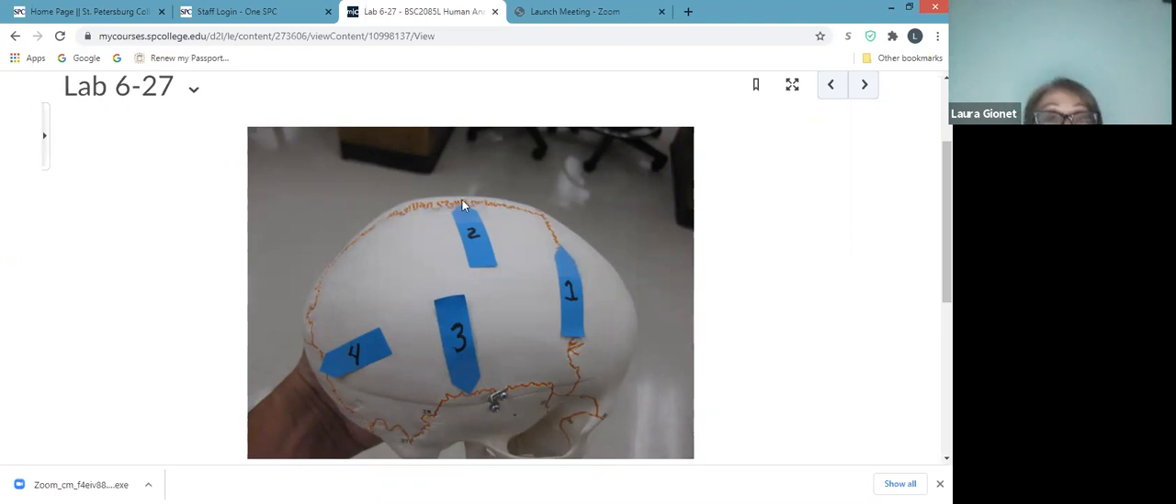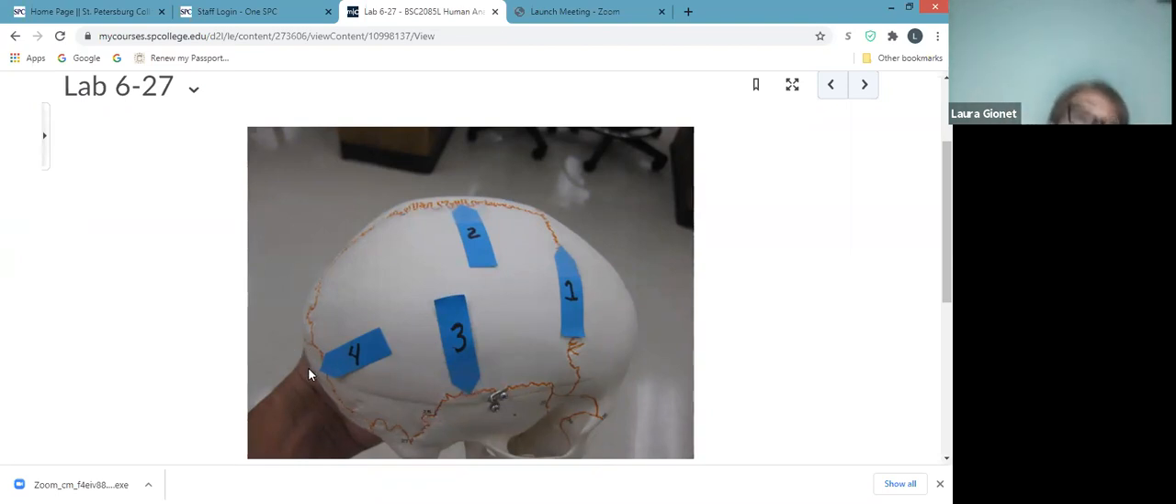Number 2, in midline where your 2 parietal bones fuse together, that is your sagittal suture. From the parietal bone to the temporal bone, here over the ear in that orange zigzaggy line, that is the squamous suture. So now we have a better idea of the squamous suture.